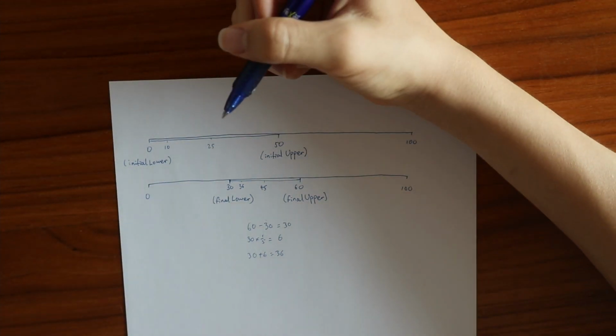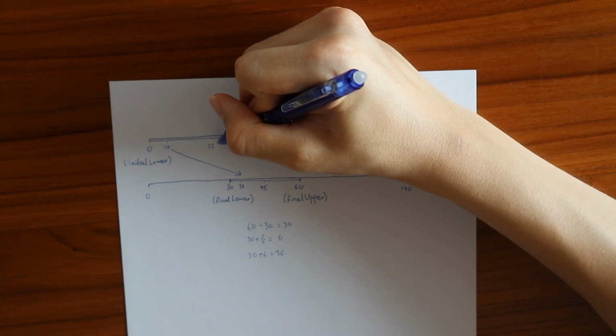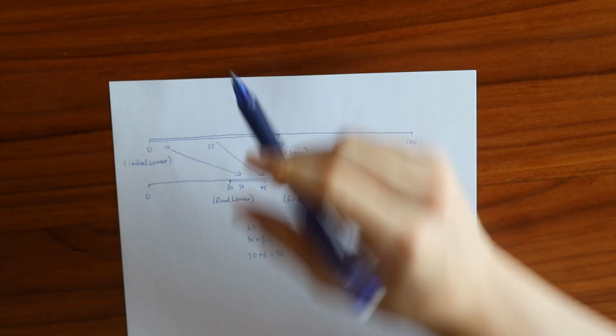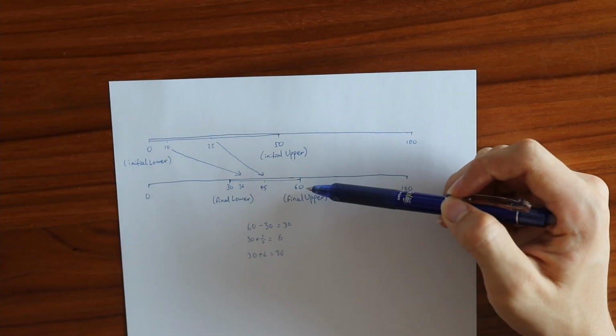So you can think this function converts 10 to 36, converts 25 to 45. If you input 0, it will become 30. If you input 50, it will become 60.